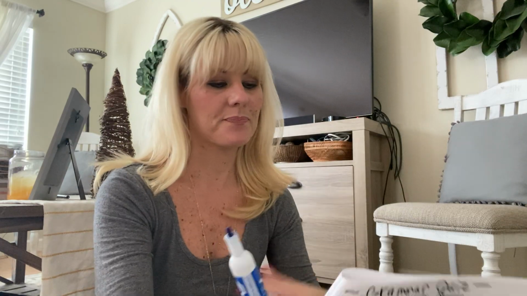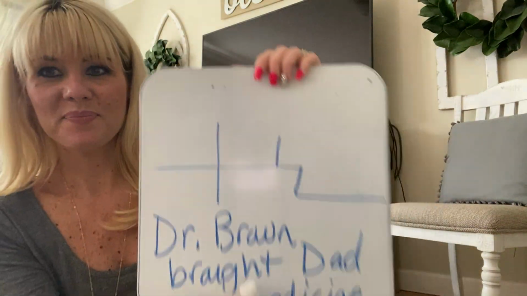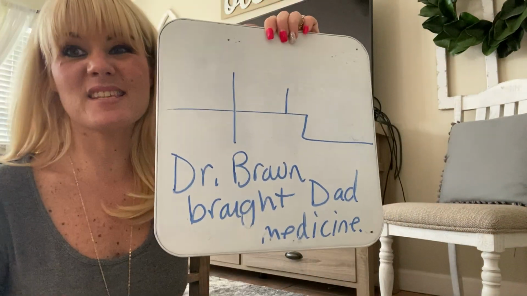Okay, there's one more that's a little bit complicated in your packet that I want to show you guys, okay? It is this one. It talks about indirect objects and direct objects. So I'm going to draw it out for you. Okay, and the sentence is, Dr. Brown brought Dad medicine. The doctor brought the dad medicine. So this is what the diagram looks like. This is kind of complicated.